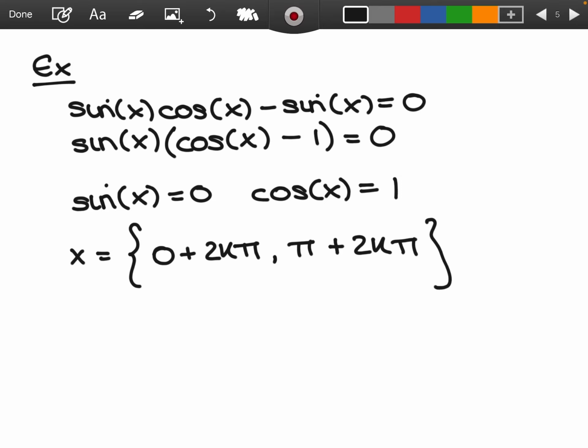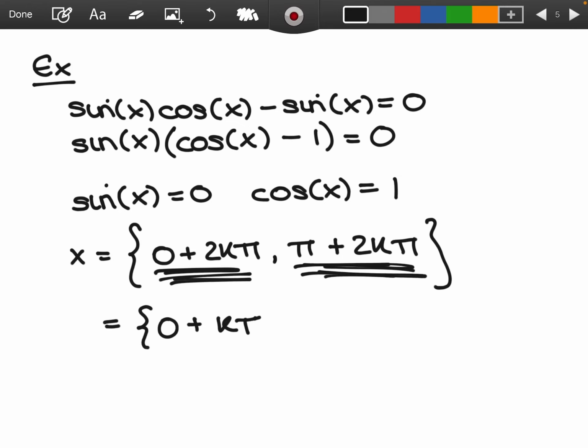I can again combine those exactly as I did the last time. I start at 0. If I add pi, I'm in this set. If I add another pi, I'm in this set. Add another pi, I'm in this set. So each time I add or subtract pi, I just flip between the two sets, which tells me that I can combine these as 0 plus integer multiples of pi. Well, 0 plus integer multiples of pi is simply just integer multiples of pi. So that is my solution here.